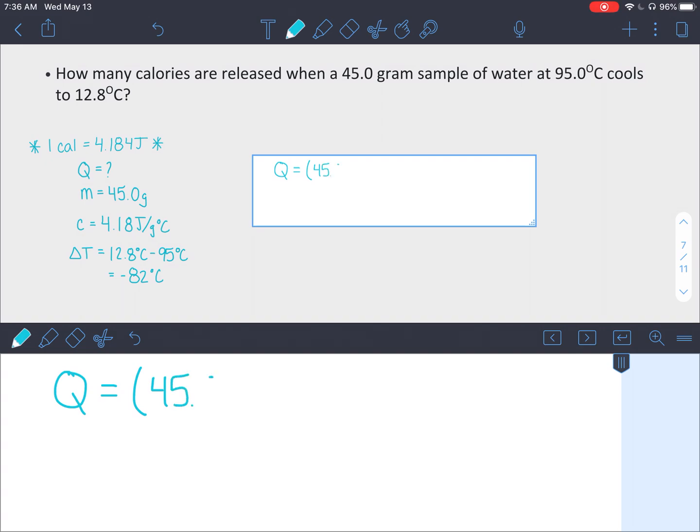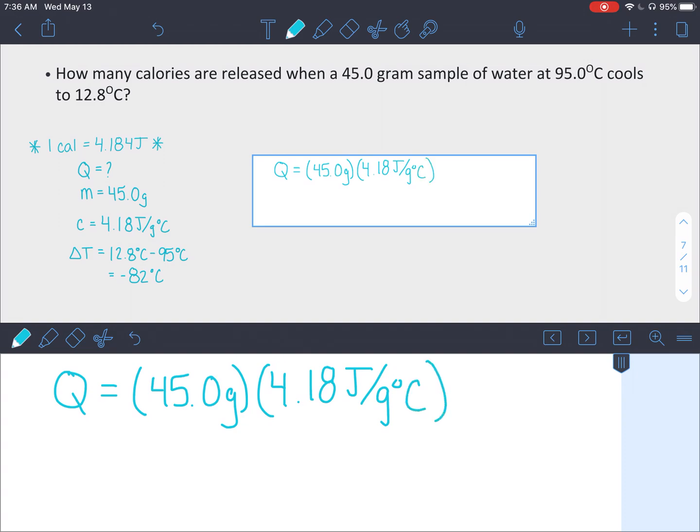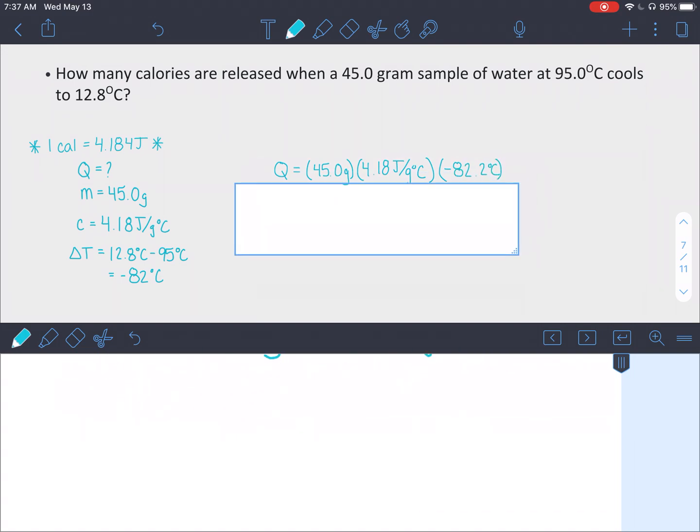And you guys probably noticed by now that I use a lot of parentheses when I am writing out my calculations. And the reason why is just to keep all of my work organized. And that's actually supposed to be 82.2 degrees Celsius.